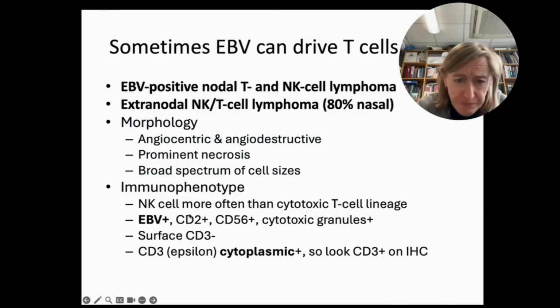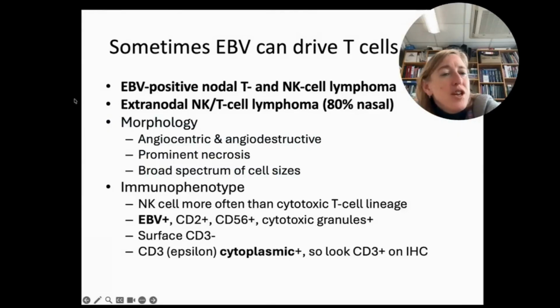So we basically have EBV positive nodal T or NK cell lymphoma, and also an extranodal form of the same thing, which tends to be found in the nose. The exact nomenclature has changed slightly again in the 5th edition of the WHO classification, but fortunately nothing much else about this condition has changed.